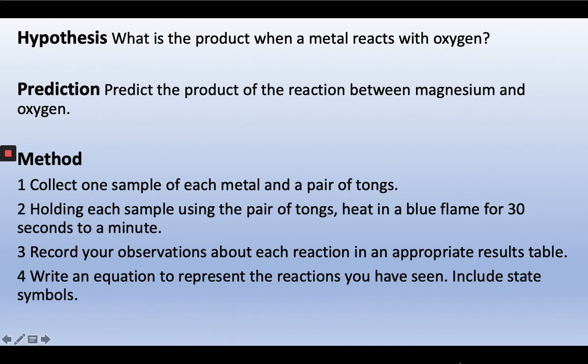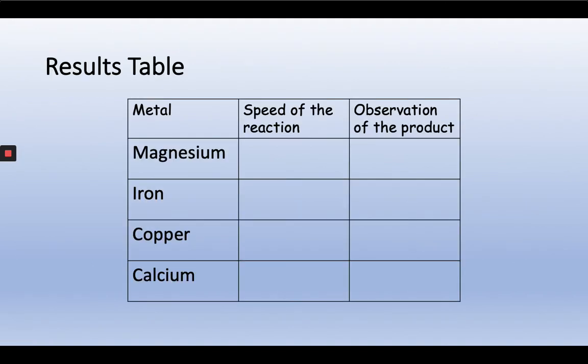So we're going to have a look at what you would have found and do a little bit of research. This is what I would like you to have a go at doing. You've got your metal column, your speed of reaction and the observation of the product, so what you actually produce. This is something you're going to have to go away and research in a second. I'm just going to explain the table first. You've got magnesium, iron, copper and calcium as the chosen metals that I've asked you to research.